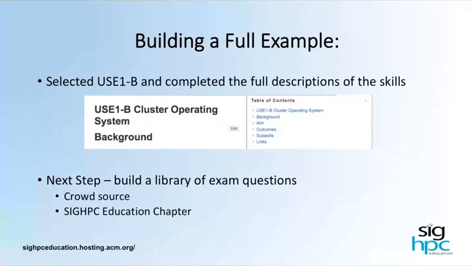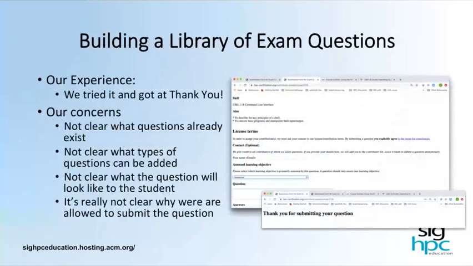The K1B skill, which is cluster operating system, has been selected. The committee went through the descriptions and made sure that they actually make sense. And then they moved on to building potential exam questions. So at some point, Julie and David sat down and tried to submit a question using the web interface already created by the forum.